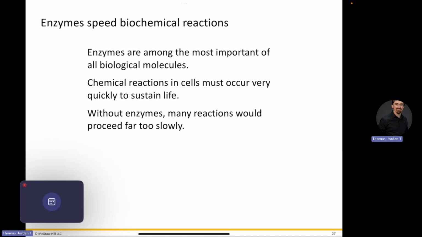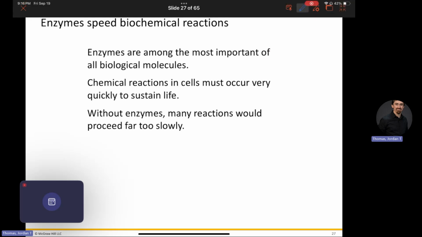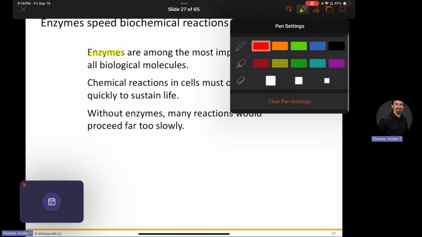Now we're going to switch gears. Let's talk about enzymes. Enzymes are also incredibly important within the cell. Enzymes are among the most important of all biological molecules. That's because of two things, or because of really one big thing.